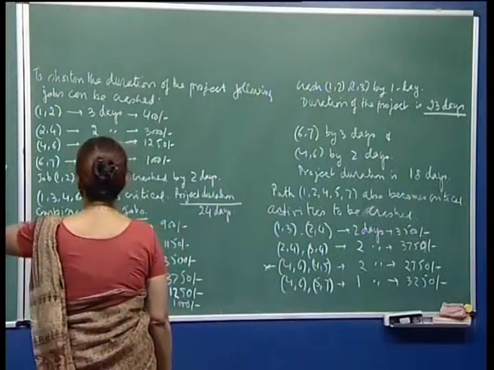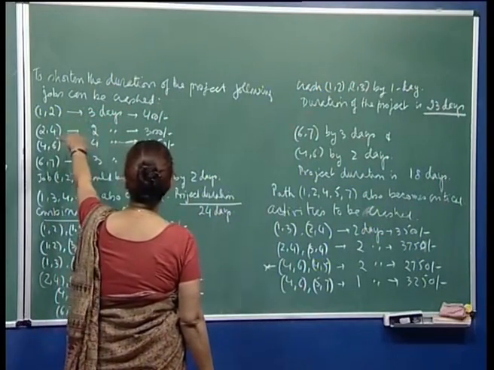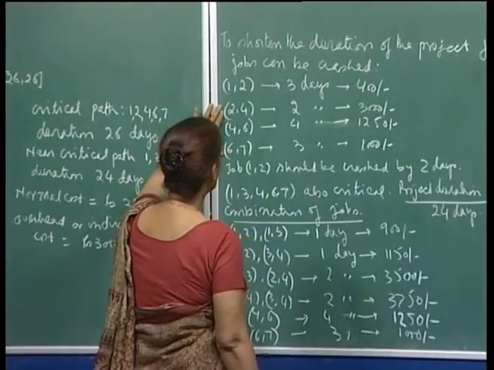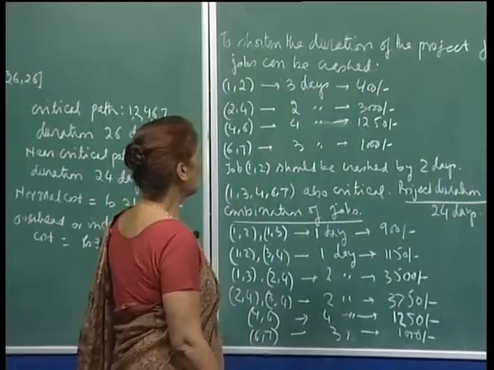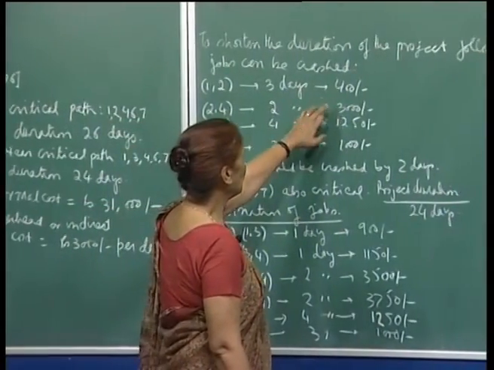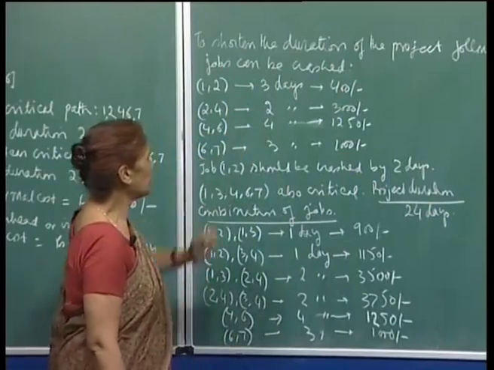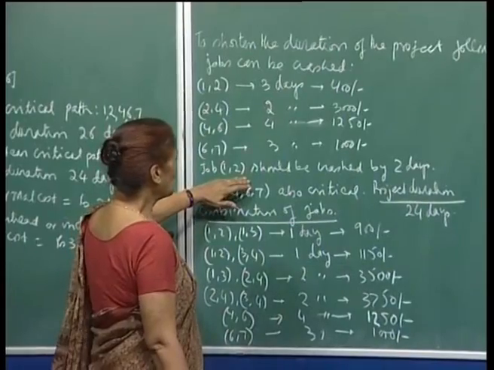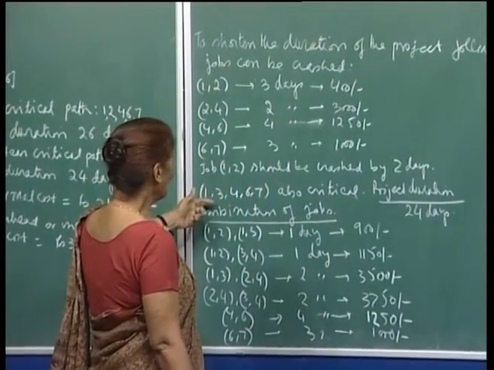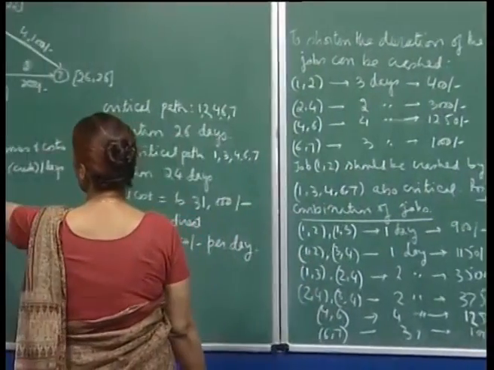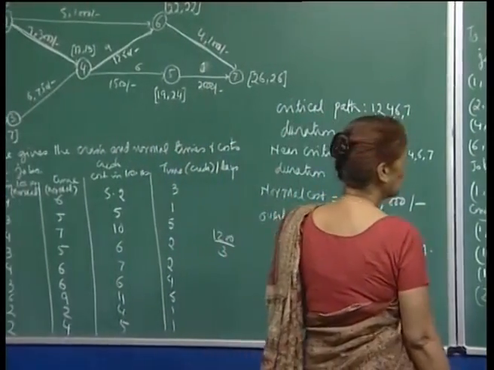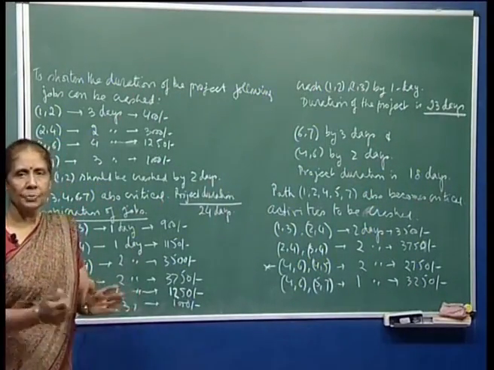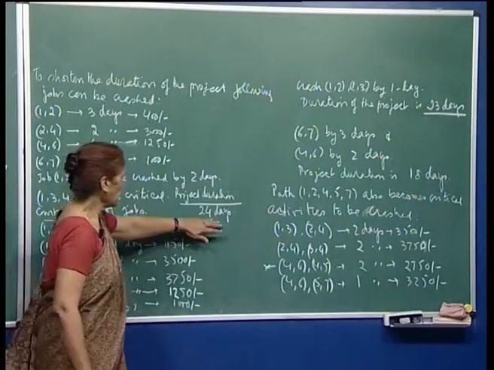So, you see here, to shorten the duration of the project, the following jobs can be crashed. These critical jobs, the critical path is this. These are the 4 jobs on the critical path. Job 1,2 can be crashed by 3 days, and the rate is 400 rupees per day. I have written down the rates here, and these are the days by which each activity can be crashed, right. But as I told you earlier, job 1,2 should be crashed by 2 days, because then the path 1,3,4,6,7 also becomes critical, since once I crash activity 1,2, the project duration comes down to 24 days.